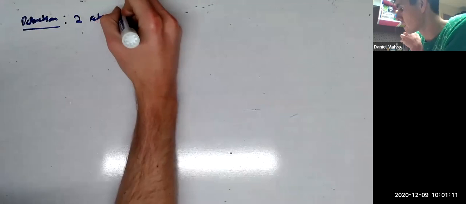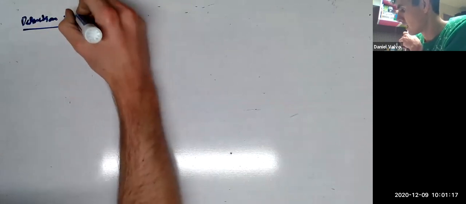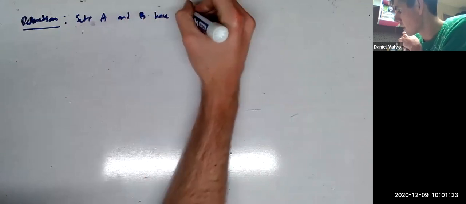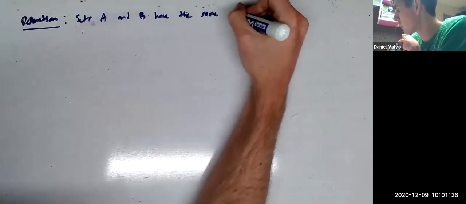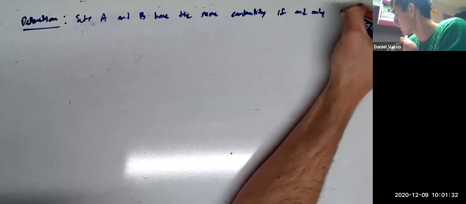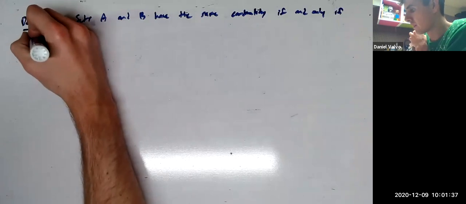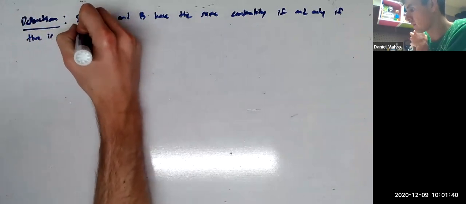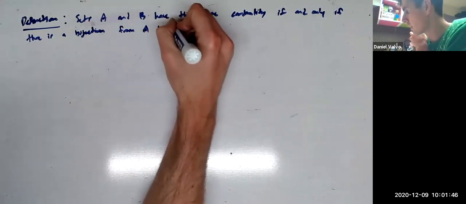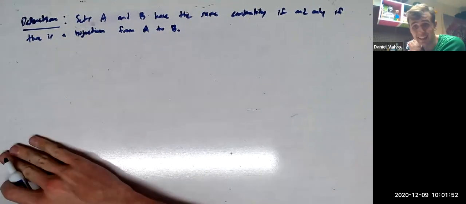Definition: two sets A and B have the same cardinality if and only if there is a bijection from A to B. So A and B are the same cardinality if and only if there is a bijection from A to B.